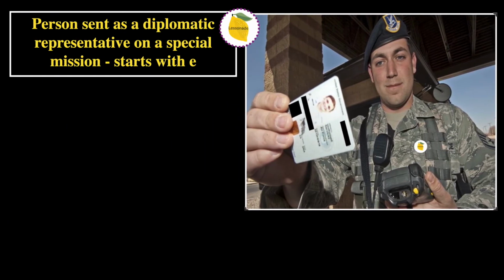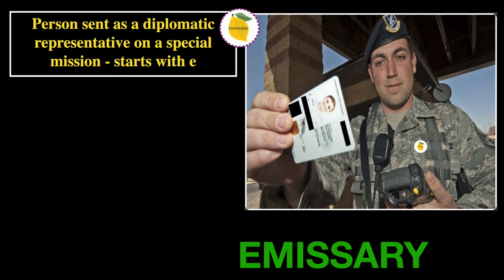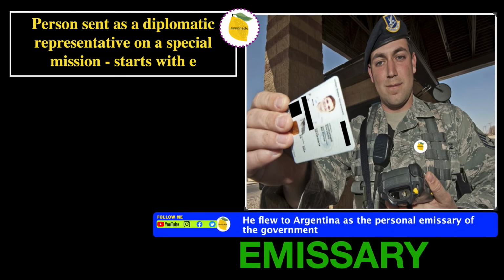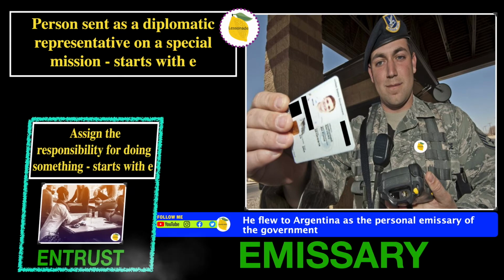Person sent as a diplomatic representative on a special mission starts with E. In this picture, we can see a soldier that has been sent on a diplomatic representative on a special mission. This means the word is going to be emissary. And the sentence is, he flew to Argentina as the personal emissary of the government. So let's recall the previous slide once again, and it is entrust.